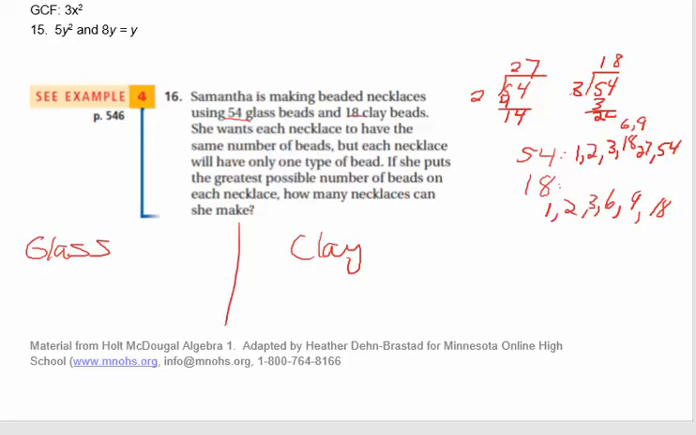And then you could also answer how many necklaces can she make, and how many of each type will there be? Will there be 2 clay bead necklaces? Will there be 7 glass bead necklaces? How many will it be if she can have the most possible beads on each necklace?